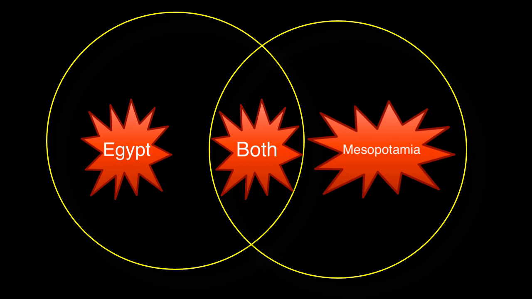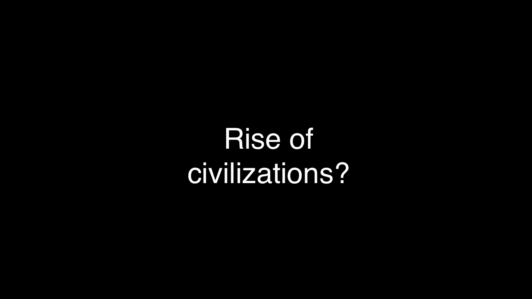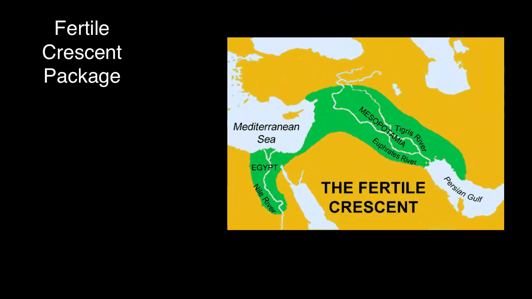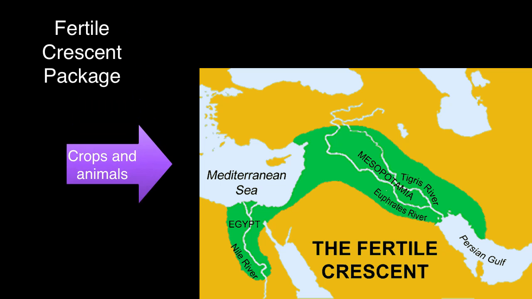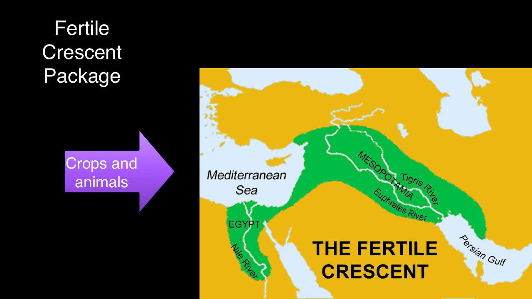So we want to consider what were the factors behind the rise of these civilizations. Both Egypt and Mesopotamia benefited from the Fertile Crescent package that Jared Diamond writes about in Guns, Germs, and Steel. So this is things like barley and wheat and cattle. Civilization in both Egypt and Mesopotamia emerged in the valleys of great rivers, the Nile in Egypt and the Tigris and Euphrates in Mesopotamia. But there's a key difference between the 2.